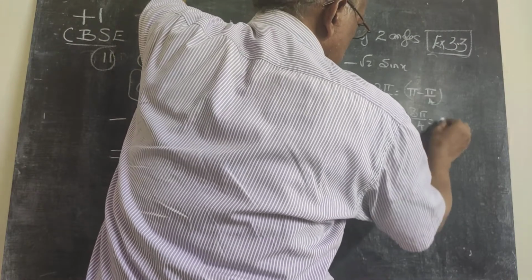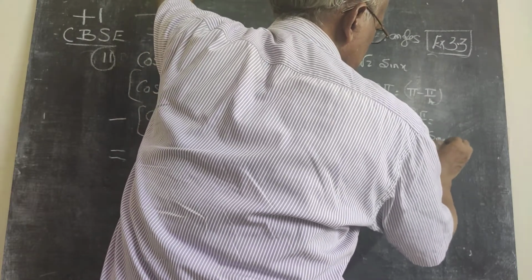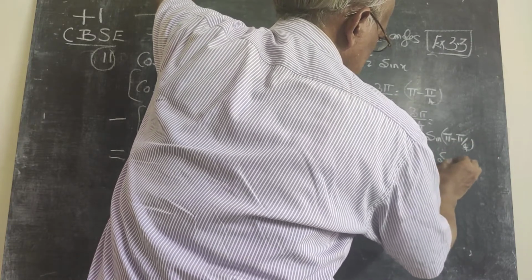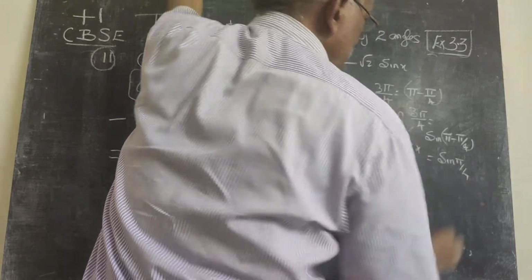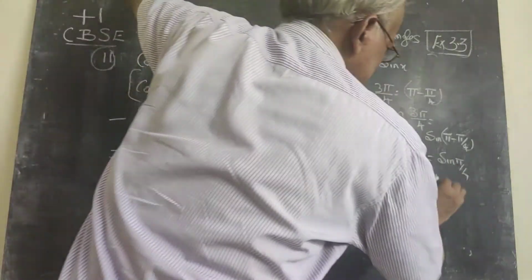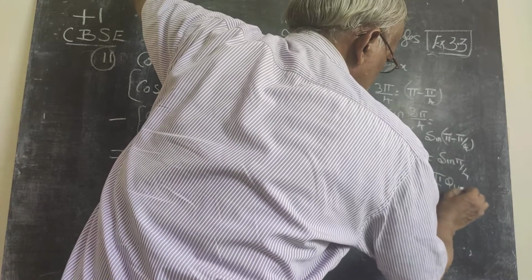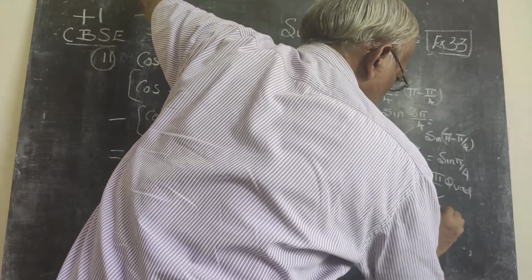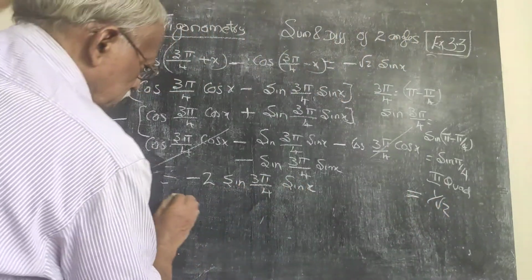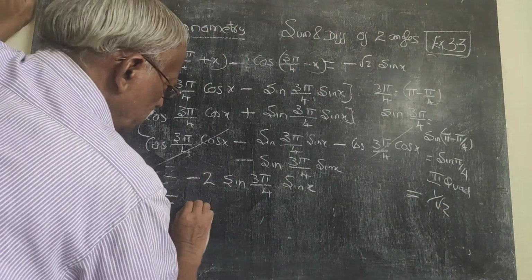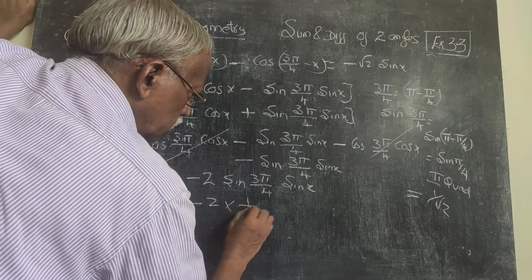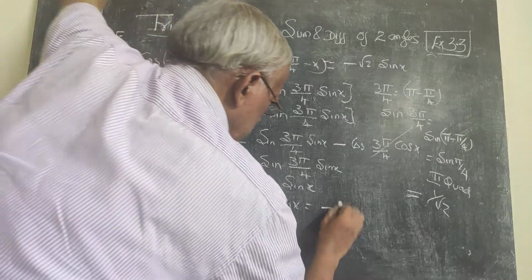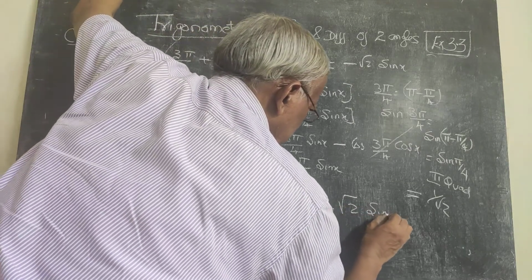Equal to sine of this, that is sin pi by 4. In which quadrant is it? Second quadrant. In the second quadrant the sign is positive, and we know sin pi by 4 is 1 by root 2. So the answer is, this will be minus 2, and this is 1 by root 2 and sin x. So minus root 2 times of sin x.